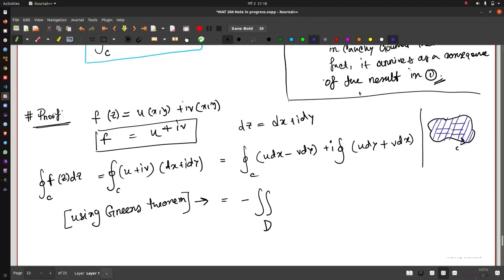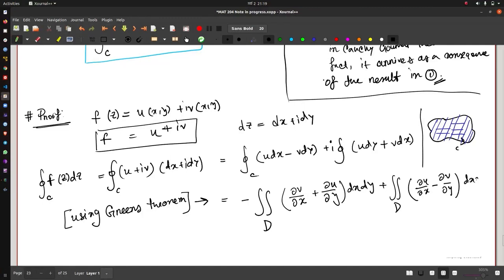Okay, that's what Green's theorem tells you, right? So this u dx minus v dy would become minus the partial derivative of v with respect to x, minus the partial derivative of u with respect to y, and then there would be the integration measure dx dy. Similarly, you will have a double integral over this region, or so to say here in terms of complex analysis, the domain, that is more appropriate to use. This would be just this one, dx dy.